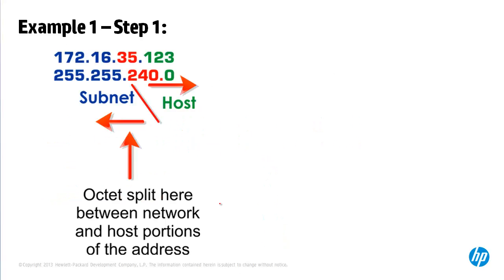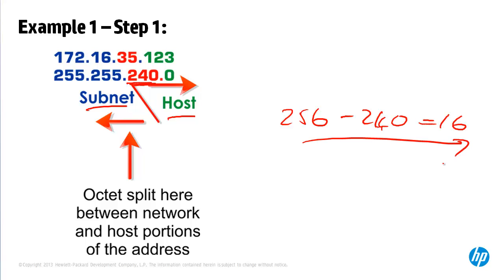Once again, just to reiterate, the third octet had a value of 240. 240 is not 255. That means there's a split between subnet and host in the third octet. 256 minus 240 equals 16. Our table would allow us to work that out very quickly. The network is incrementing in values of 0, 16, 32, 48. Notice the address is 35.